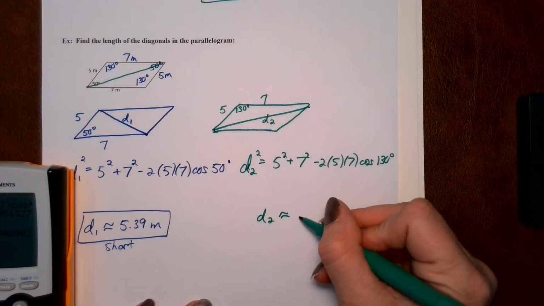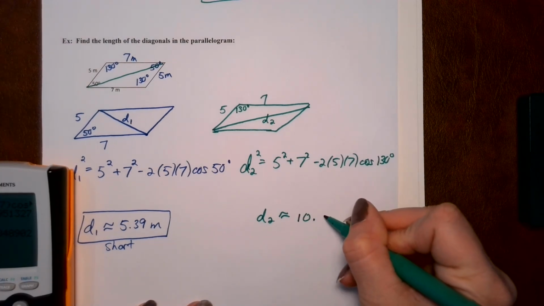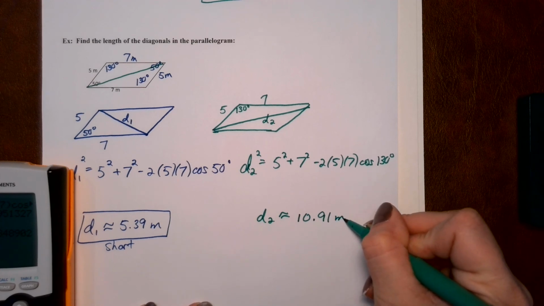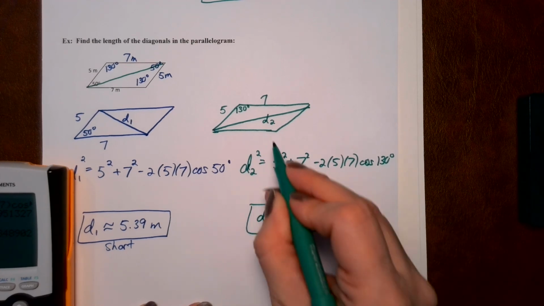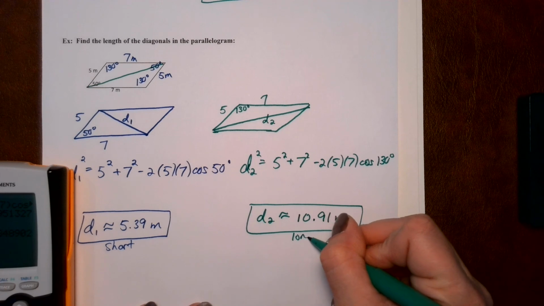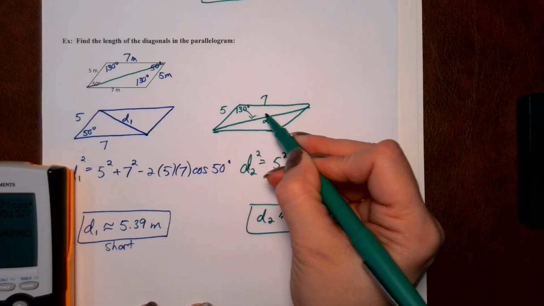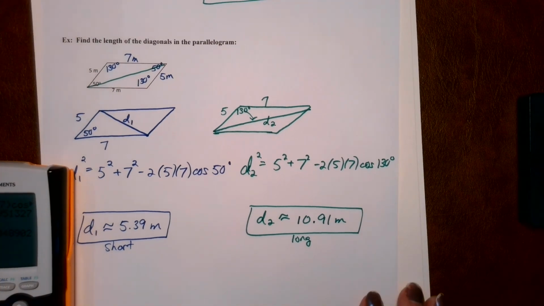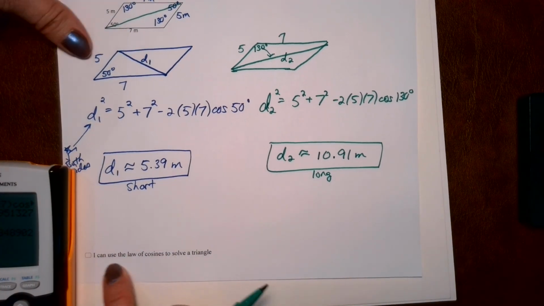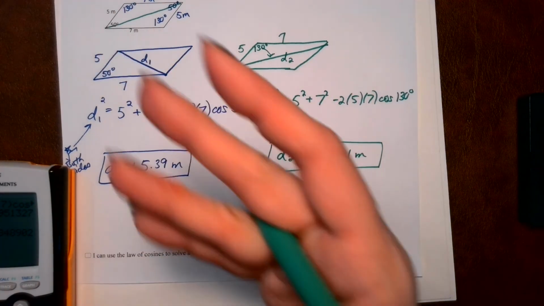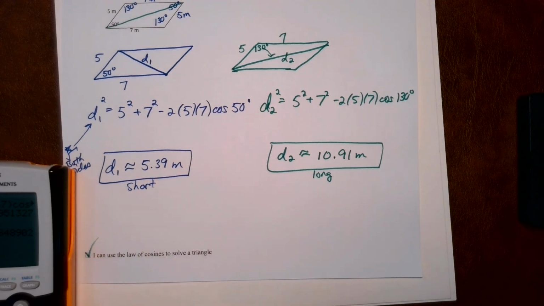And the diagonal is 10.91 meters. That makes more sense for the long diagonal. Remember, the bigger angle is going to be across from the bigger side. Okay? I can use the law of cosines to solve triangles and apply it to word problems. I hope so.